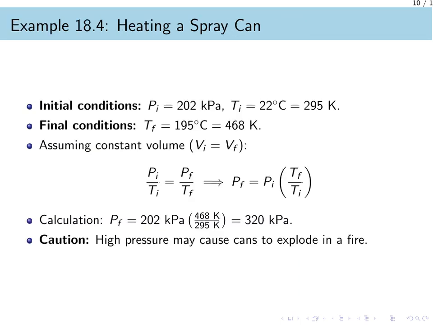In this example, we calculate the pressure change in a heated spray can. We start with an initial pressure of 202 kilopascals at 22 degrees Celsius, which is 295 kelvins. If the can is heated to 195 degrees Celsius, or 468 kelvins, and we assume the volume remains constant, we can use the ratio of pressure over temperature. By multiplying the initial pressure by the ratio of the final temperature to the initial temperature, we find the new pressure is 320 kilopascals. This significant increase illustrates why spray cans are a serious explosion hazard if thrown into a fire.